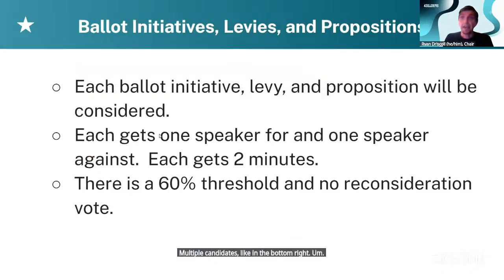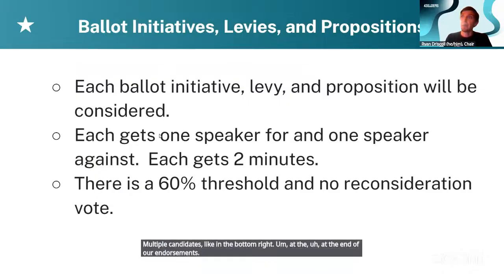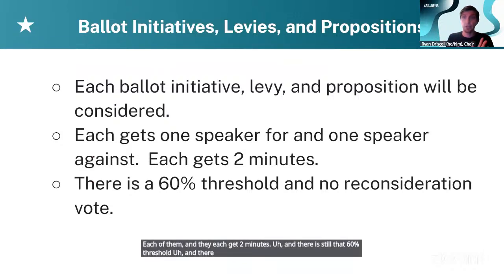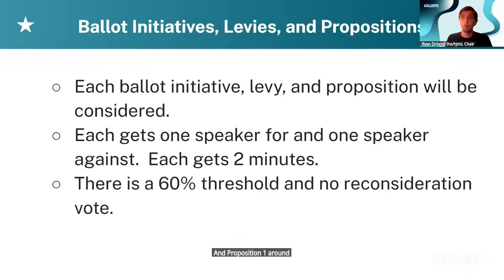At the end of our endorsements, we'll have our ballot initiatives, levies, and propositions. So each one will be considered. There will be one speaker for and one speaker against each of them, and they each get 2 minutes. And there is still that 60% threshold, and there is no reconsideration vote. So when we get to the Parks Levy and Proposition 1 around funding for a democracy voucher program, we'll have one speaker for, one speaker against, and then we'll vote.